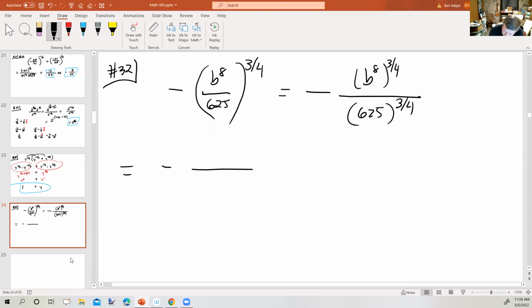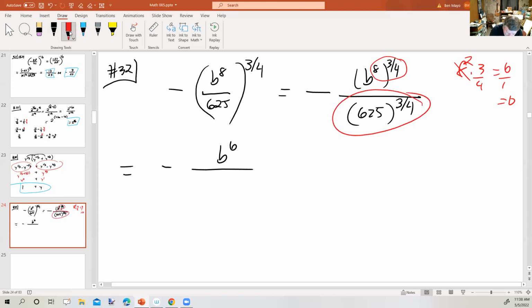Well, let's see. B to the 8th to the 3/4 power, a power raised to a power, you would multiply the exponents. 8 times 3/4 reduces down to 6 over 1, or just 6. So we're going to have b to the 6th power on top. 625 to the 3/4 power. 625, I'm going to take the 1/4 power, so take the 4th root and then cube the result. Well, the 4th root of 625 is 5.